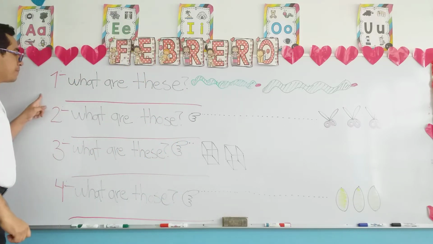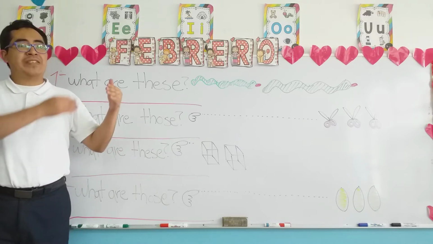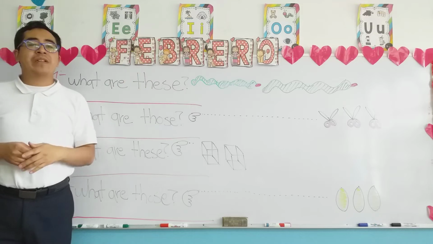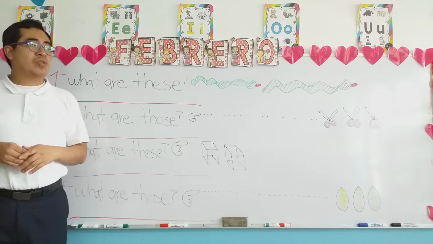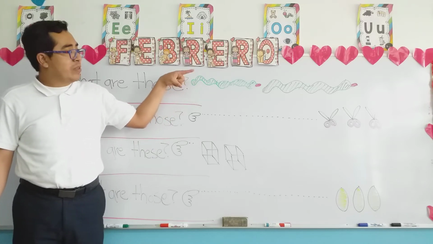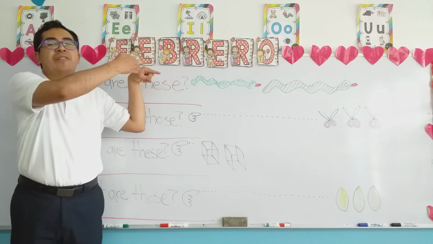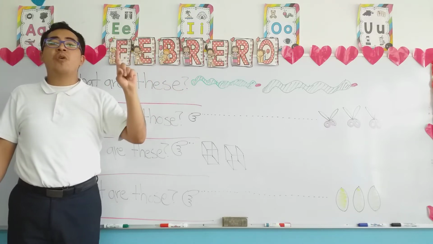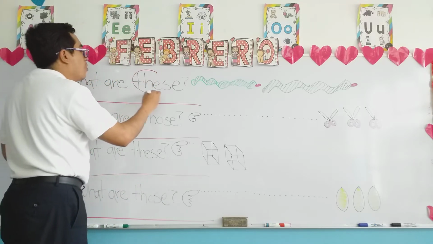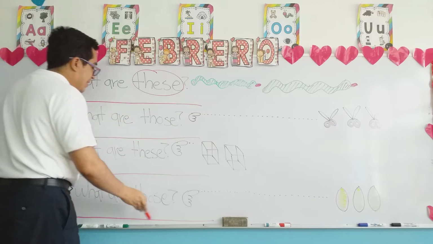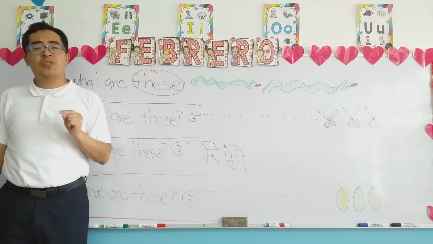Example number 1. First of all, we have to check if the object is near or far. Primero tenemos que ver si el objeto se encuentra lejos o cerca de nosotros. Okay? Here I forgot to draw the finger. Aquí olvidé poner el dedito, but is near, está cerca. Okay? So we are going to write, vamos a utilizar, we're going to need or use this. Vamos a utilizar this.